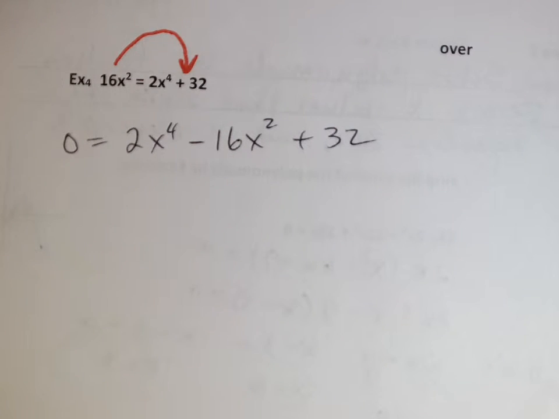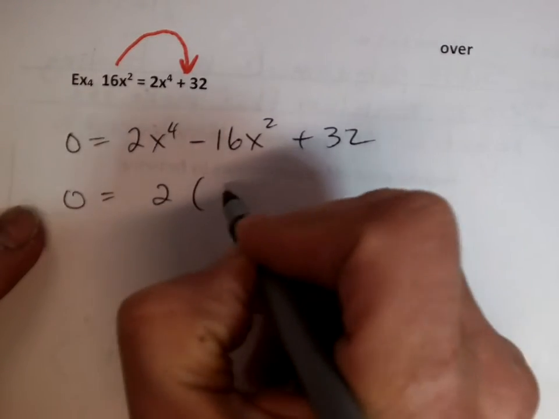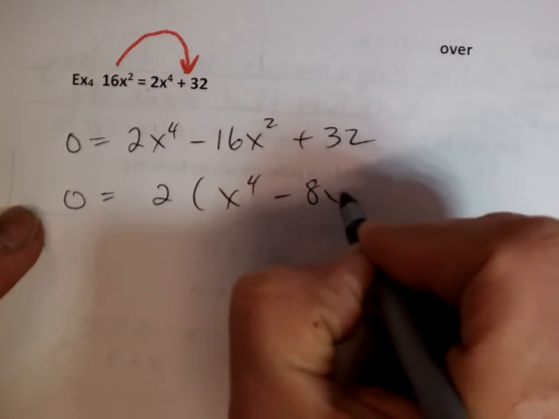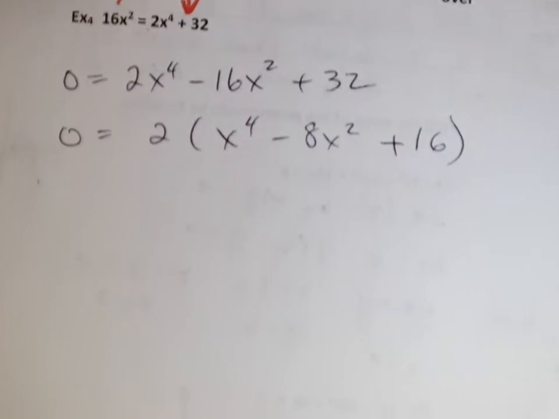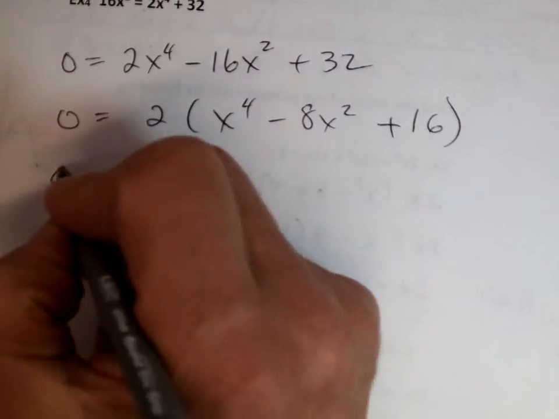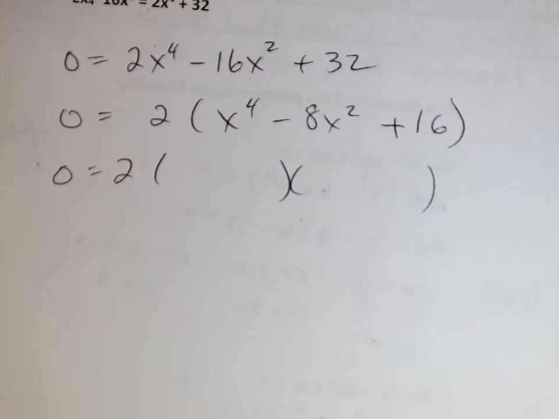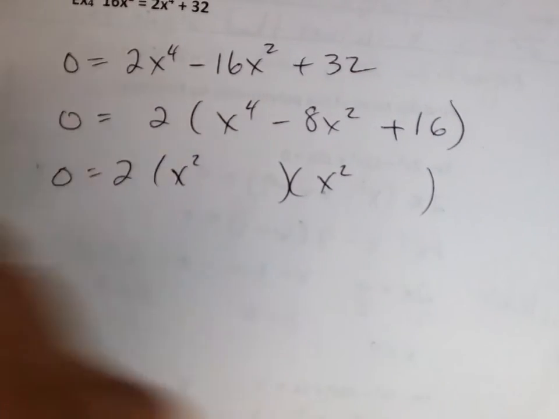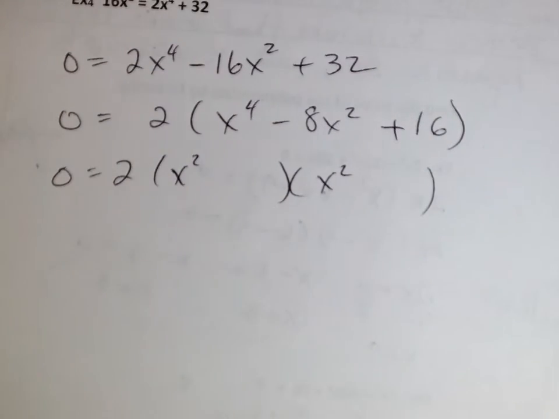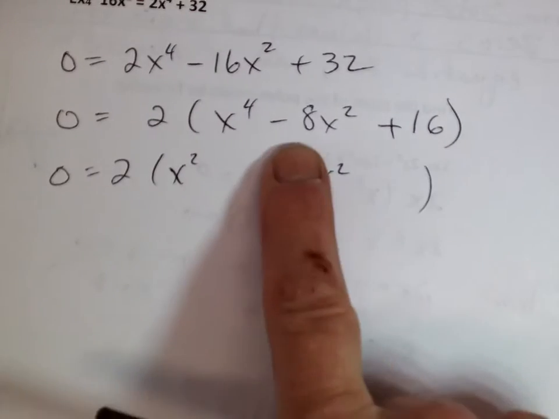So what do you see? Good. Take out a 2. And I'm going to have an x to the 4th minus an 8x squared plus 16. Okay? Let's go parentheses, parentheses, right? X squared, you guys agree with that? X squared. Sure. Because x squared times x squared makes x to the 4th, right? What times what makes 16? -4. -4, because that will make a -8, right?